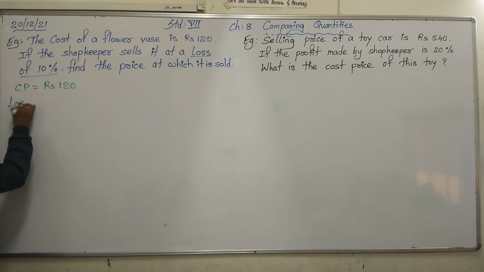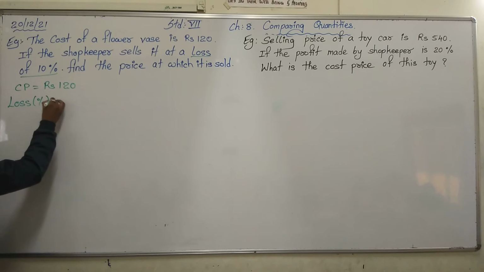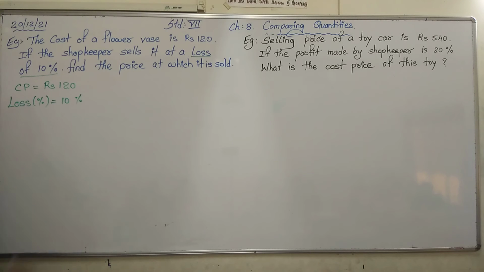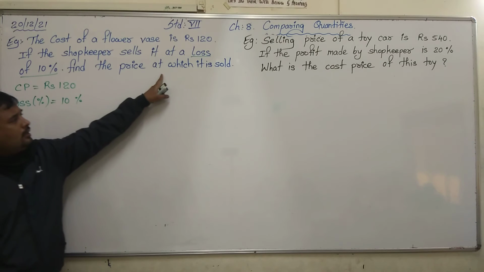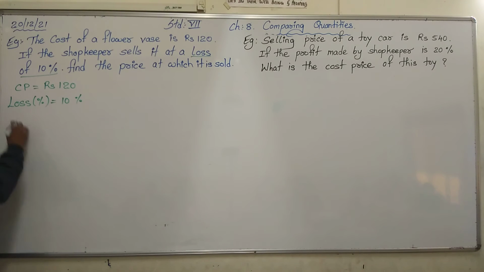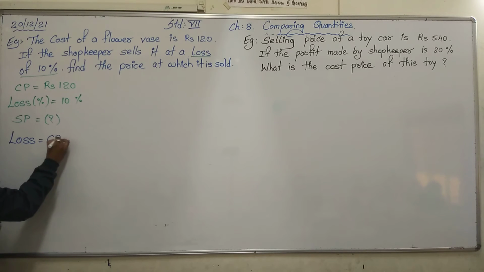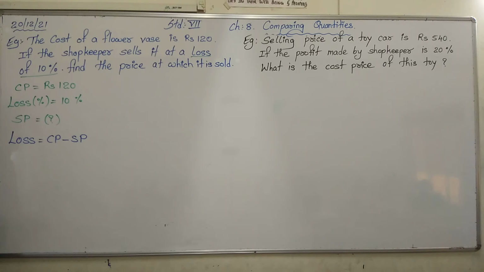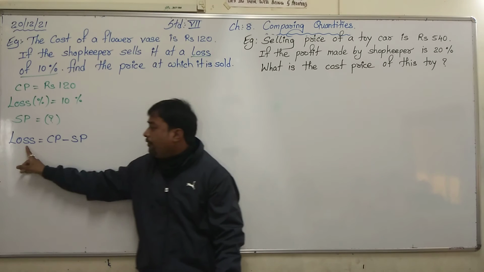પણ આપણે જે છે તે લખી લઈએ. So loss in percentage is equal to 10%. Get it? Find the price at which it is sold. Now what we have to find? Selling price. What we have to find? Selling price. Right? So we are very familiar with the formula. Which formula? Okay, loss is equal to CP minus SP. But here loss is in the form of rupees.